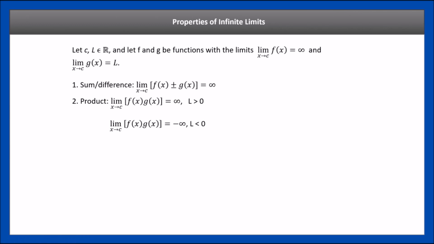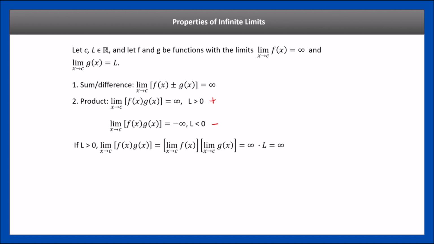If we take the product of two functions and then try to evaluate the limit, we know that since the limit of one of them is L, the limit of the other is infinity. A number times infinity is infinity, as long as the number is positive, right? If the number is negative, like -5 times infinity, that's going to be negative infinity. So this is the case where L is positive, and this is where L is negative.